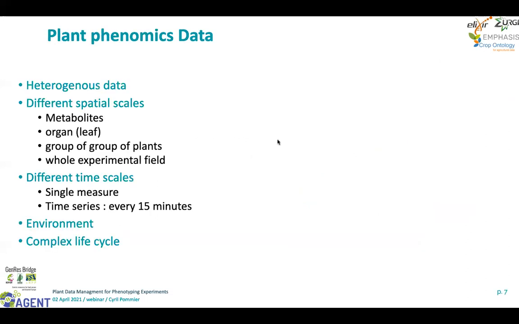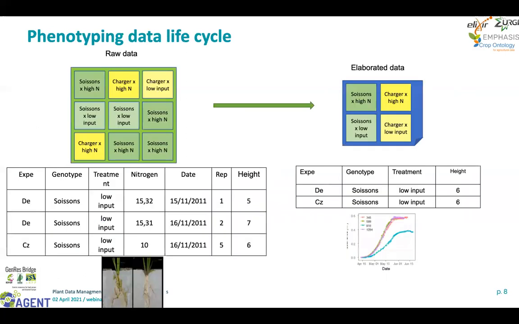So, to summarize, plant phenomics data are heterogeneous. There are different spatial scales. You can measure or observe metabolites, organs, groups of plants, whole experiment fields, etc. You have different time scales, with either a single measure or time series with, for instance, a measure every 15 minutes. You have the necessity to take into account the environment and to have very precise measures of your environment. And finally, you've got a complex life cycle.